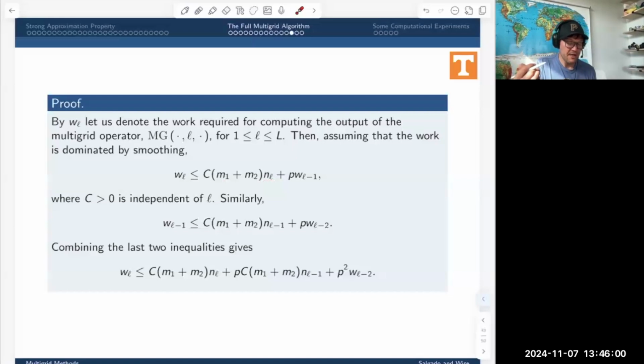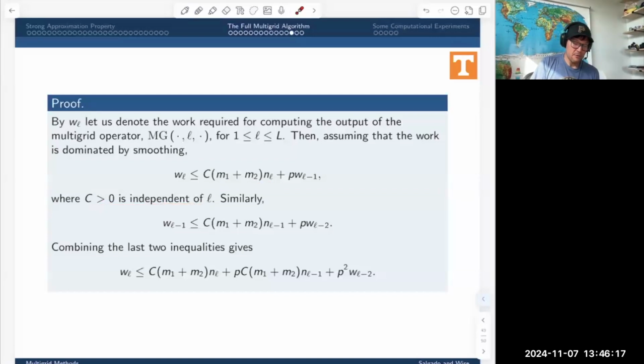That's because it turns out that the matrices involved with the finite element method, namely the stiffness matrices, are what we call sparse matrices. So this is the cost of smoothing. This is independent of L.